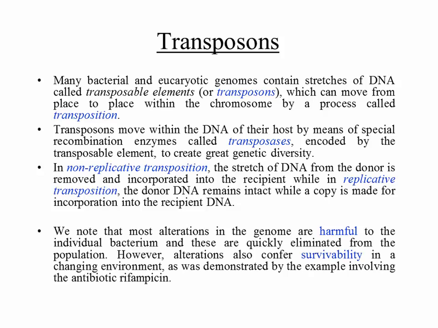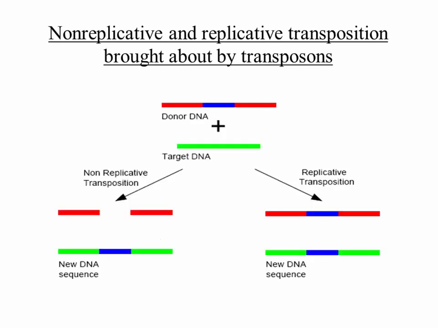Transposons move within the DNA of their host by means of special recombination enzymes, called transposases, encoded by the transposable element to create great genetic diversity. Let's look at the picture. There are two possibilities. Let's say this is the donor DNA and this is the target DNA.